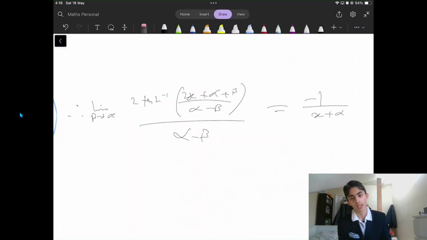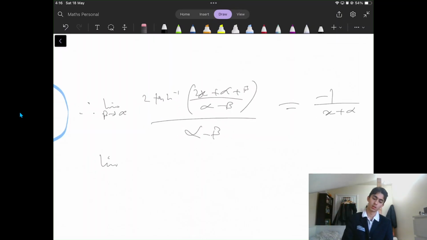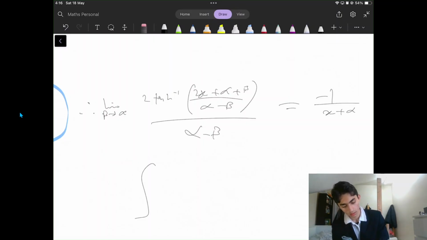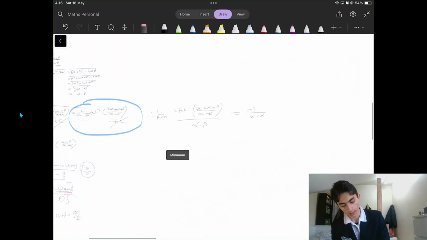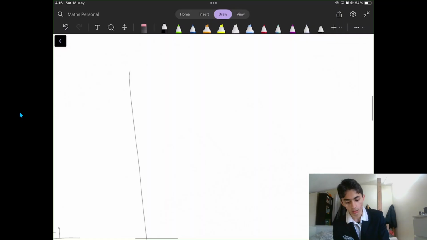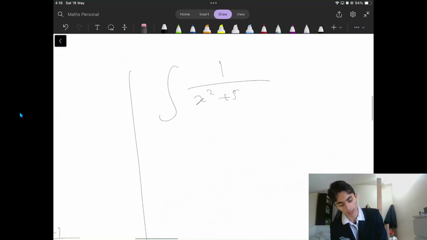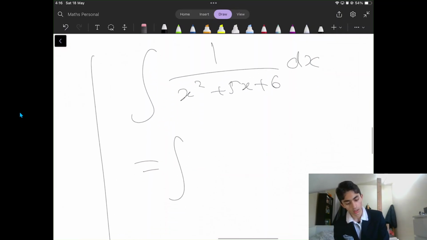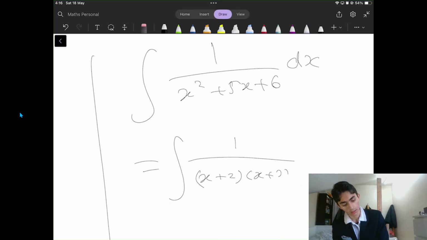Why don't we put in specific values and see what happens? For example, the limit as, let me think. Let's take the integral of 1 over x squared plus 5x plus 6 dx. This is easily factorable. It's just equal to x plus 2, right, times x plus 3.